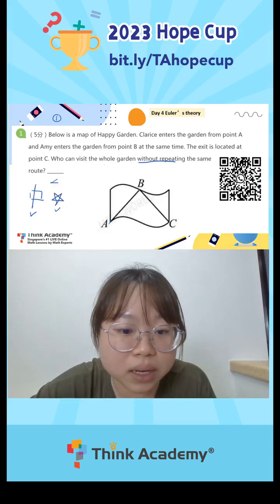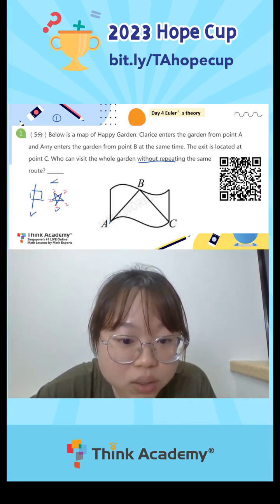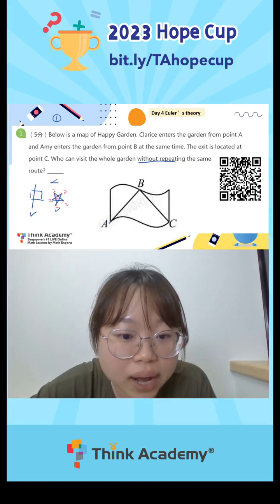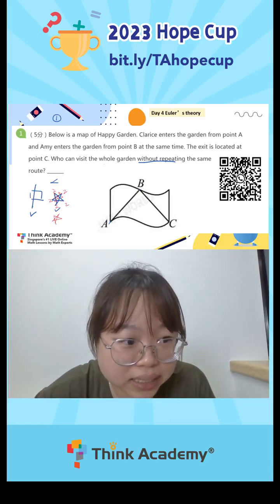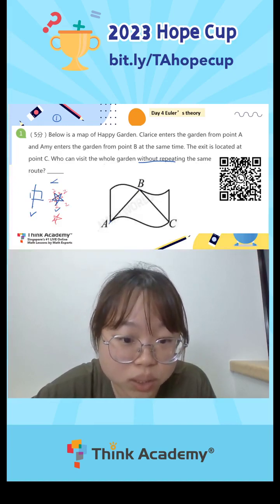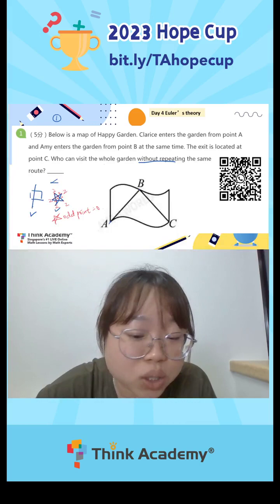Okay, and how many lines are connected to those points? This point is connected to 2 lines. This point is connected to 2 lines, 2 lines, 2 lines, 2 lines. And this point inside is connected to 1, 2, 3, 4 lines. 4 lines. 4 lines. 4 lines. Do you have any odd points? No. So let's see if we are able to draw in one stroke. Yes, that means I am able to draw in one stroke when odd points equal 0, when there is no odd point.